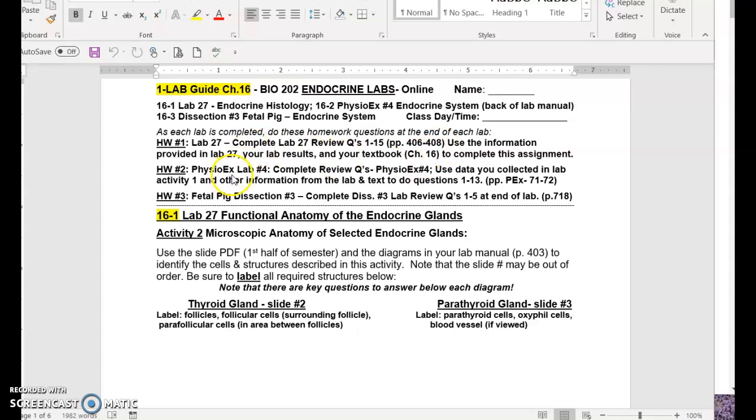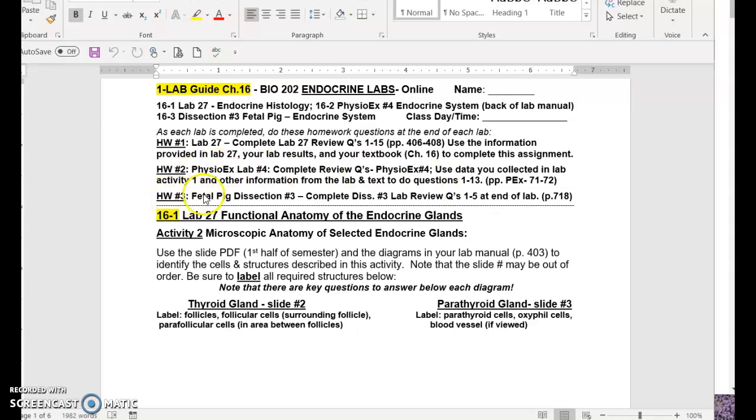The second one is at the end of the Physio EX lab. Now, we only collected information for activity 1. It's actually quite a complex activity. But again, at the end of that lab, in the lab manual, on the pages PEX 71 and PEX 72, there are questions 1 through 13. Those have to be completed and also turned in with this lab.